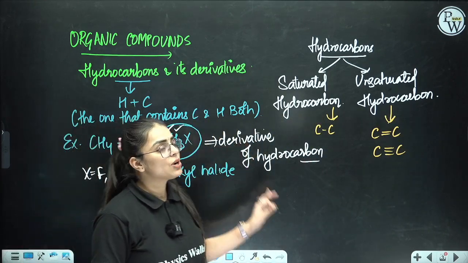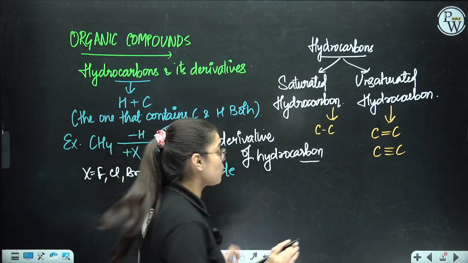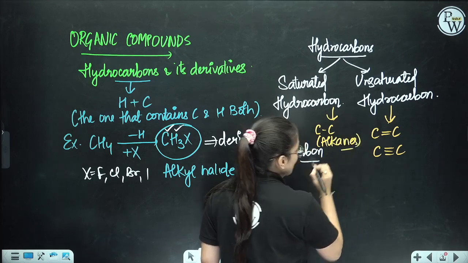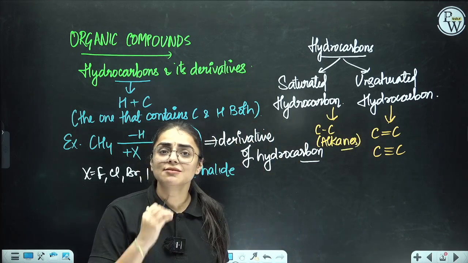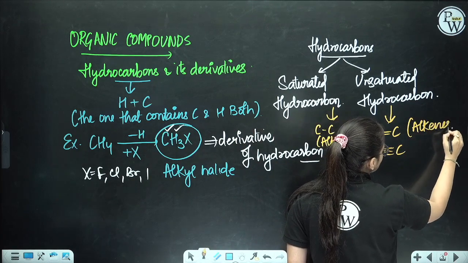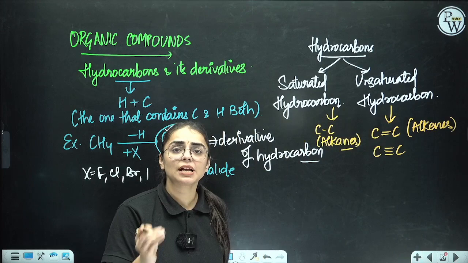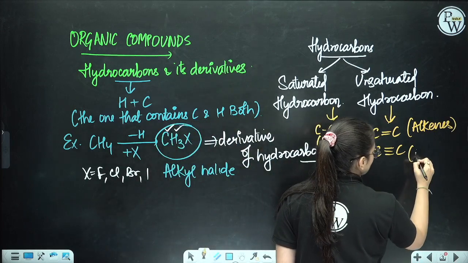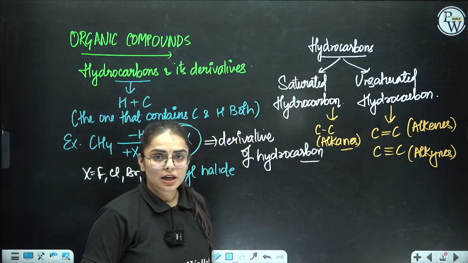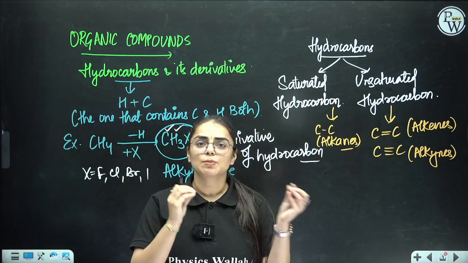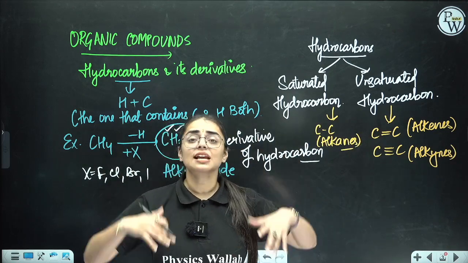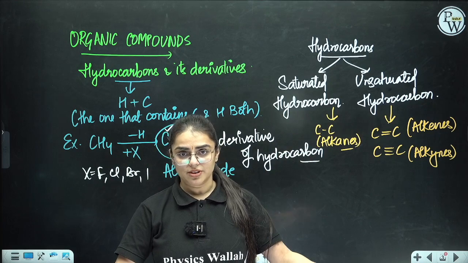When I am saying a saturated one which contains a carbon-carbon single bond, it is basically your alkanes. The one which contains carbon-carbon double bond, what is it? It is your alkenes. And the one which contains carbon-carbon triple bond is your alkynes. So now you know what is an alkane, in which carbon-carbon single bond is present. What is an alkene, in which carbon-carbon double bond is present. What is an alkyne, in which carbon-carbon triple bond is there.